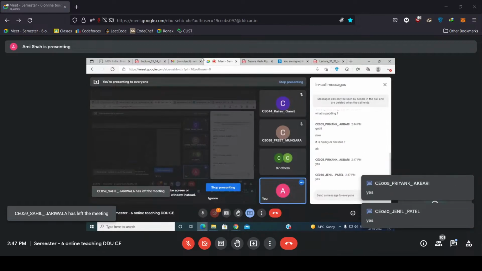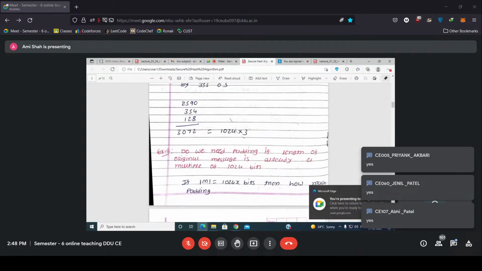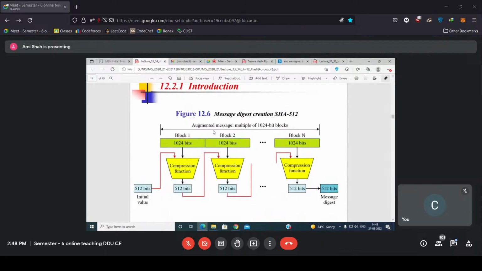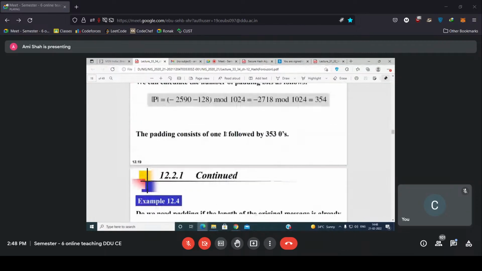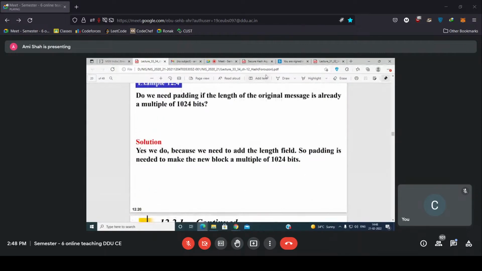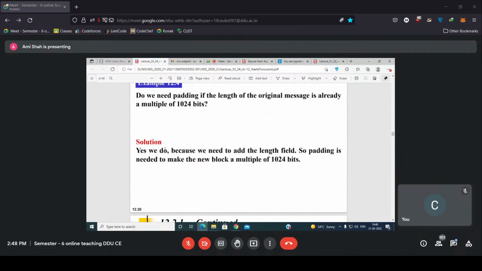Please reply. Okay. Now see, what's the next question? Do we need padding if the length of the original message is already a multiple of 1024 bits? The answer is yes. Why? Now see, the answer is given here. This is the PDF from your book. I will also share this PDF, and this is my material. So the question is, do we need padding if the length of the original message is already a multiple of 1024? The answer is yes. Why? Yes, we do, because we need to add the length field.